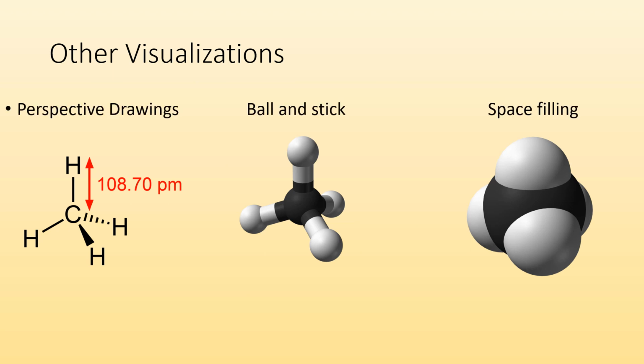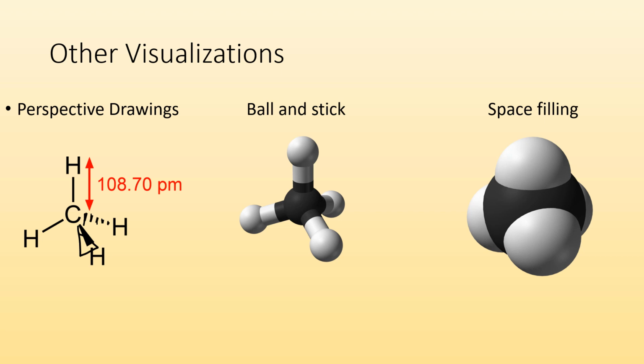Other visualizations. There's a perspective drawing. What's nice about perspective drawings is they're showing you kind of the 3 dimensions, but you can draw this out relatively easily on a piece of paper. The wedge here is showing you that it's coming out towards you, and the dashes are showing you that it goes behind. Whereas the straight lines are telling you it's right on the plane of the paper that you wrote it on.